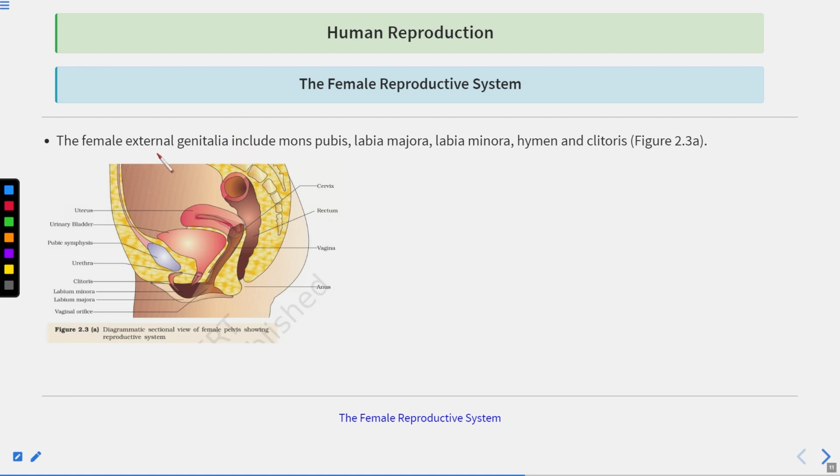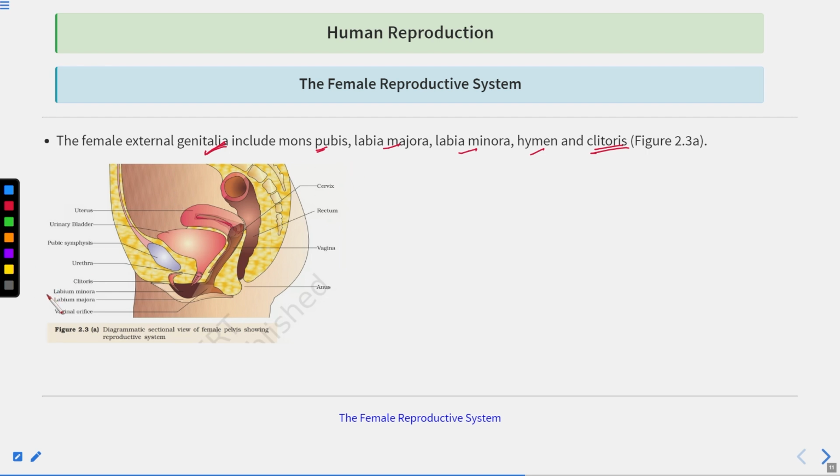Now, let's talk about the female external genitalia. In the beginning we have studied that the female reproductive system also consists of the external genitalia. Now, what are these external genitalia? These include the mons pubis, labia majora, labia minora, hymen, as well as the clitoris. So these are the external genitalia. So this image we have already seen.